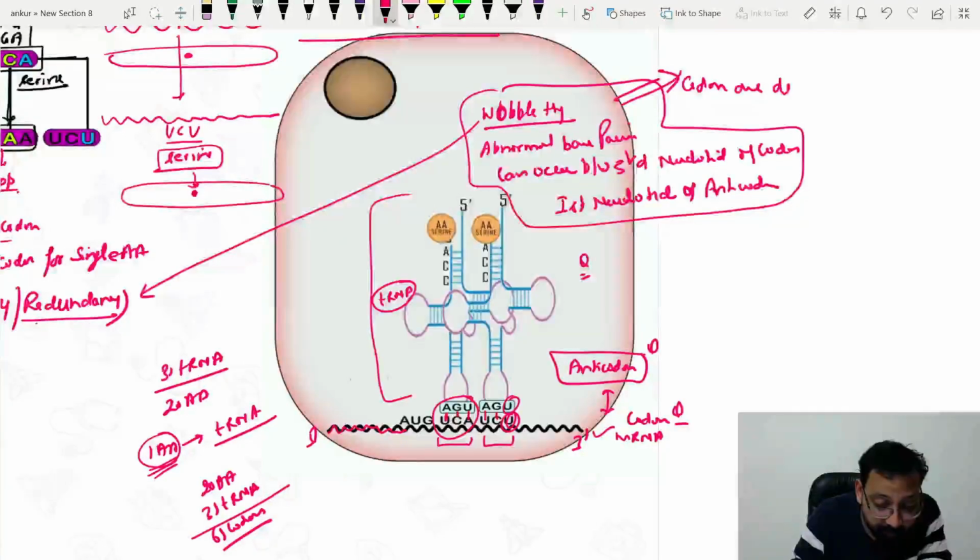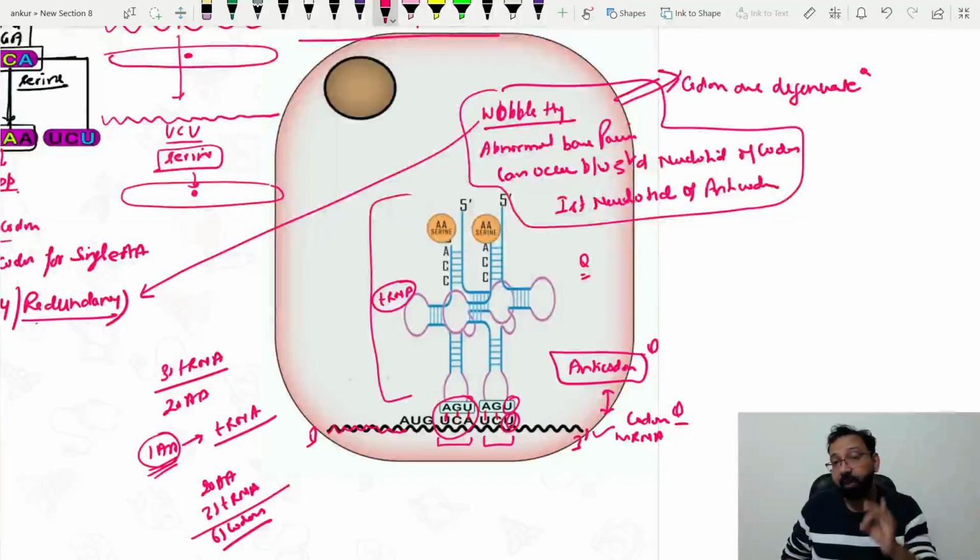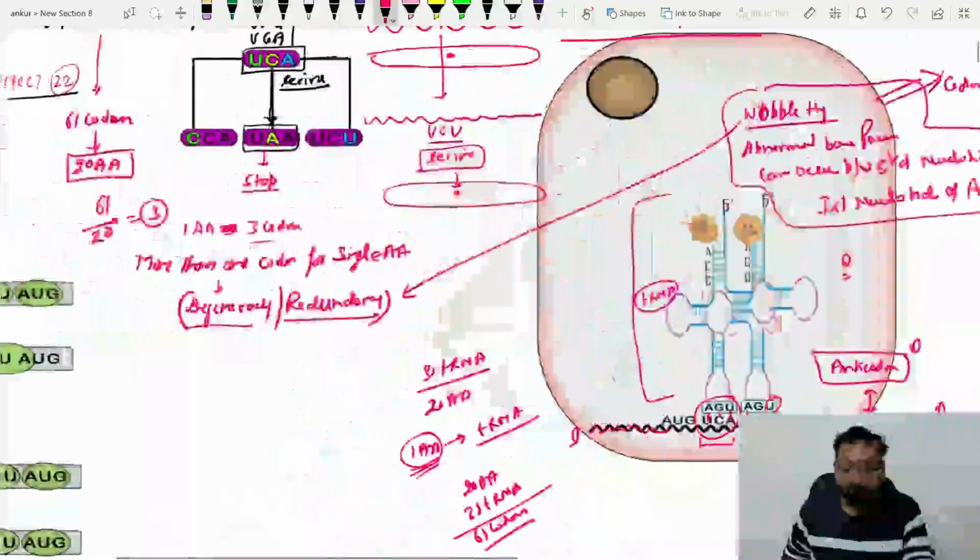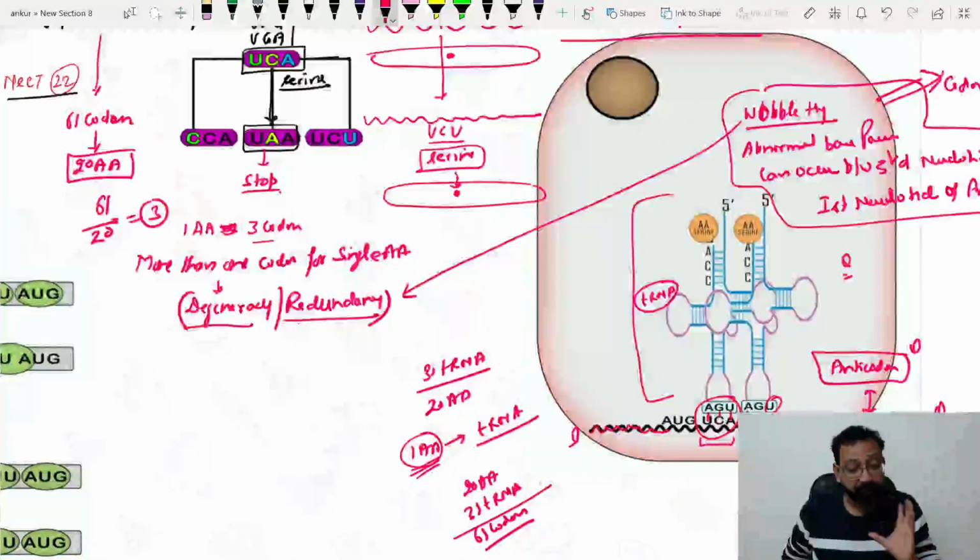Codons are degenerate, so two questions: codons are degenerate, that's why Wobble hypothesis is possible; codons are degenerate, that's why silent mutation is possible.